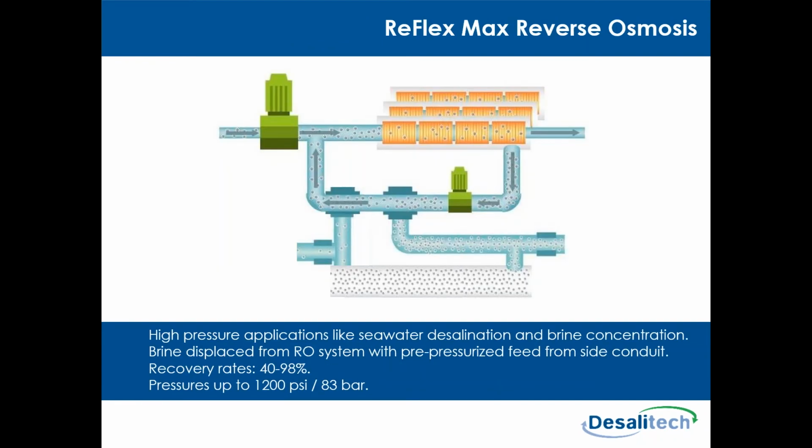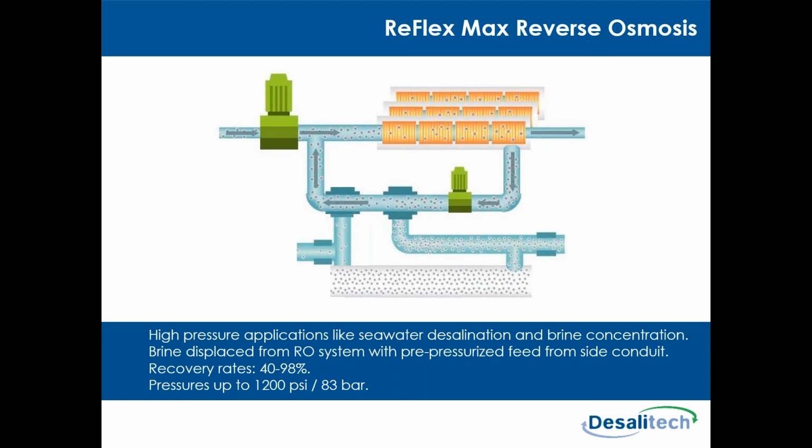So this is the Desalitech Reflex Max process. And again, David already showed an illustration of this, but it's the same basic process as before, as the reflex process with the high pressure pump and the recirculation loop. And now what we've done is added the side conduit. And so what the side conduit is then is that the pressure vessel that allows us to pre-pressurize feed and add it into the system when the brine is ejected from the system.